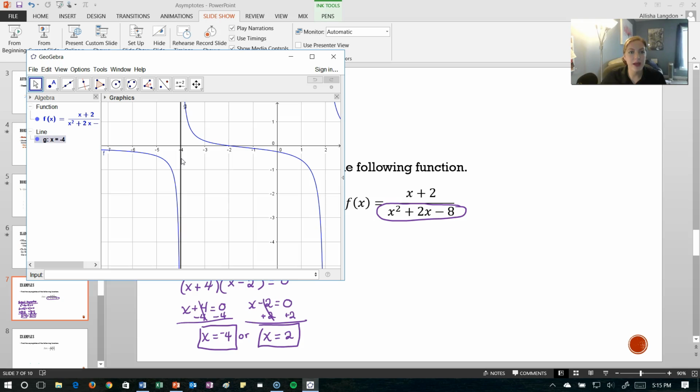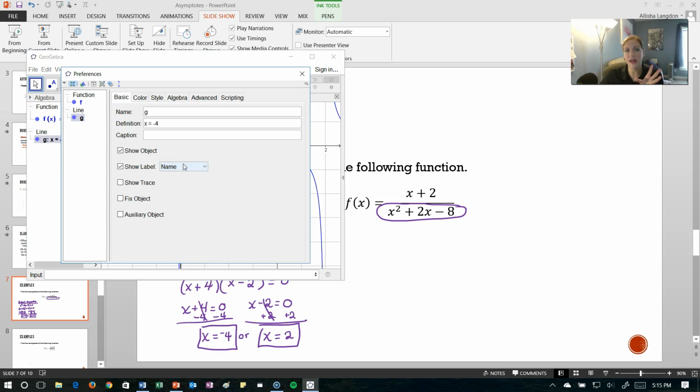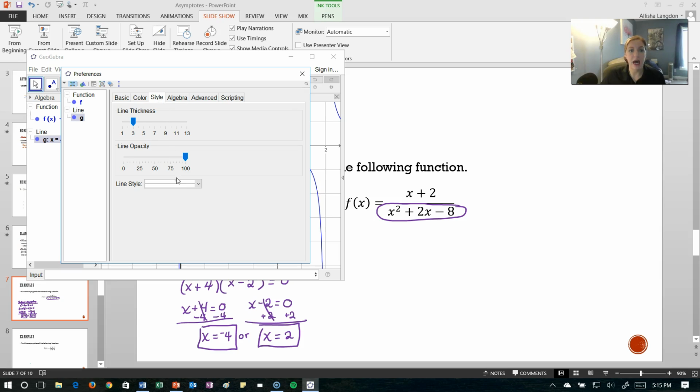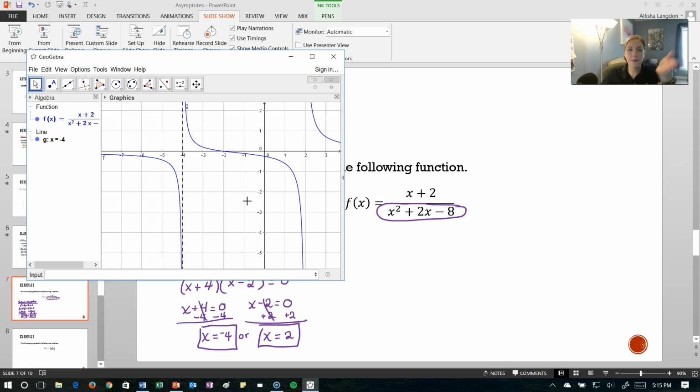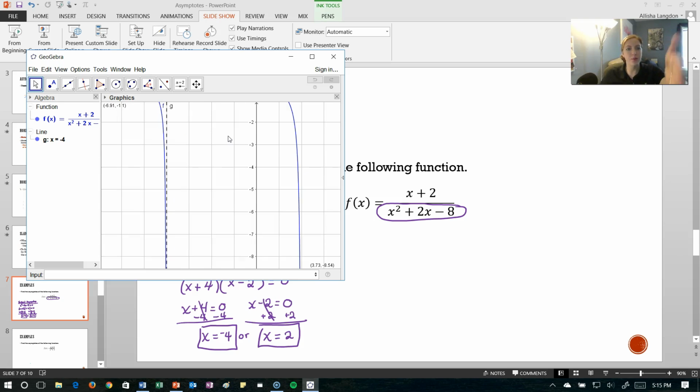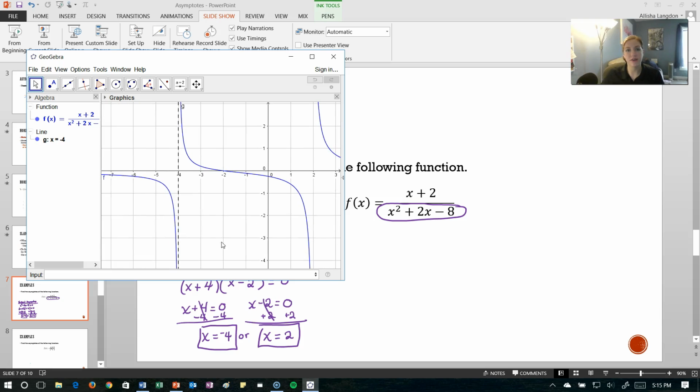Now I want to make this dashed just because it's an imaginary line. I'm right-clicking on that line and clicking on Properties, and I'm going to change the line style to this dashed option. This is not required, I just like to do that. Then exit and you'll notice I've got a dashed line, which means it's an imaginary line. You can see that my graph is approaching that line but never touching that vertical line.